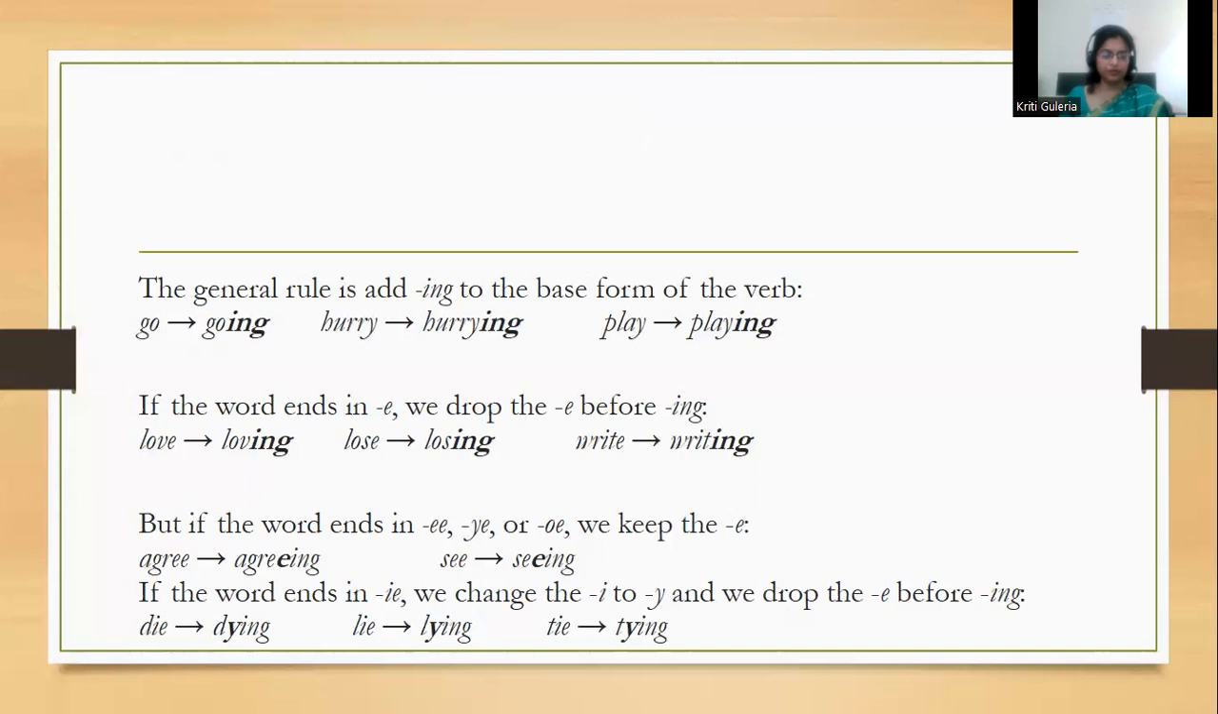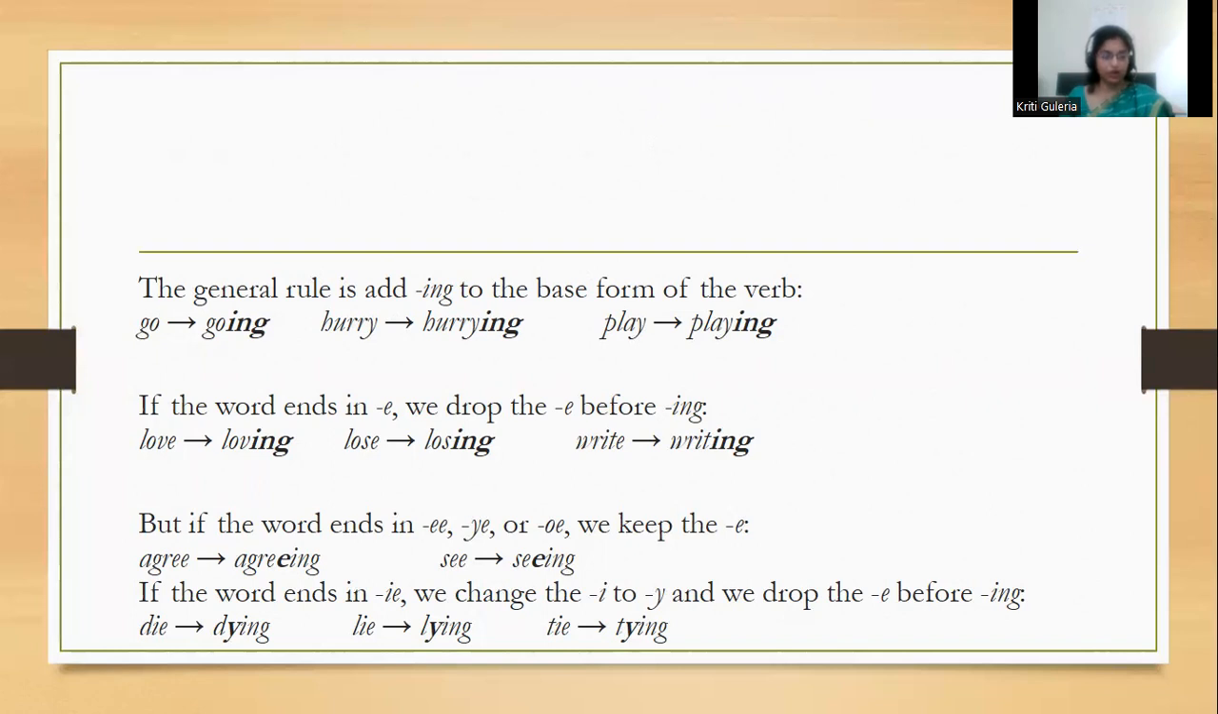Similarly, when you find more words which end with the vowel E, you have to drop E before adding the suffix ing to it. But if the word ends in double E, YE or OE, in these cases, we have to keep the E. Always remember. For example, agree, it is ending with double E, A-G-R-double E. So after adding ing to it, both the E's will stay intact, like agreeing. See becomes seeing, S-E-E-I-N-G.